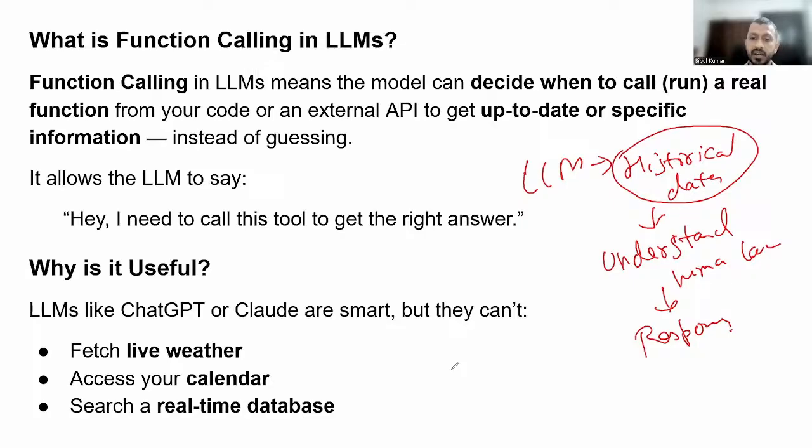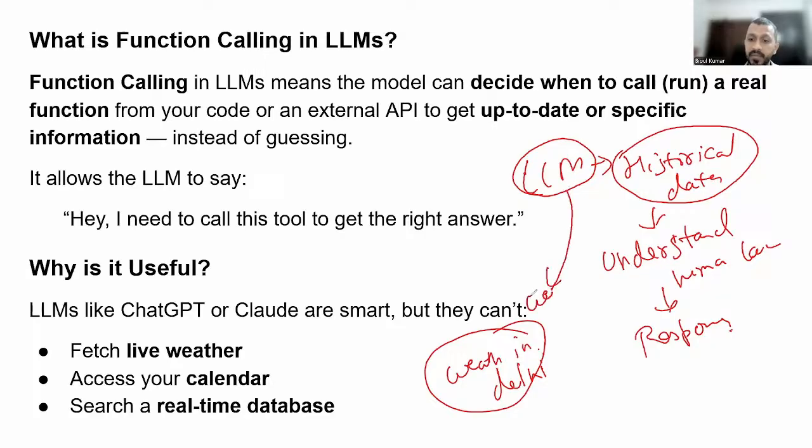But you are asking about the weather in Delhi. Now what happens if you ask this? That means you want the current weather, right? If you want the current weather, you want this LLM to call some weather app, pick the information from that weather app, and then give the response to me. So this process is called function calling.